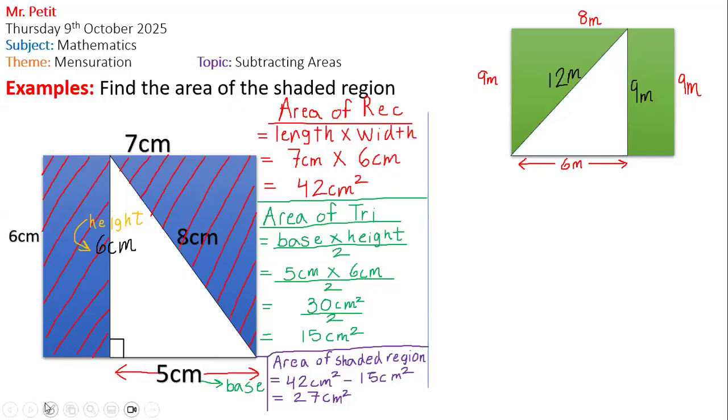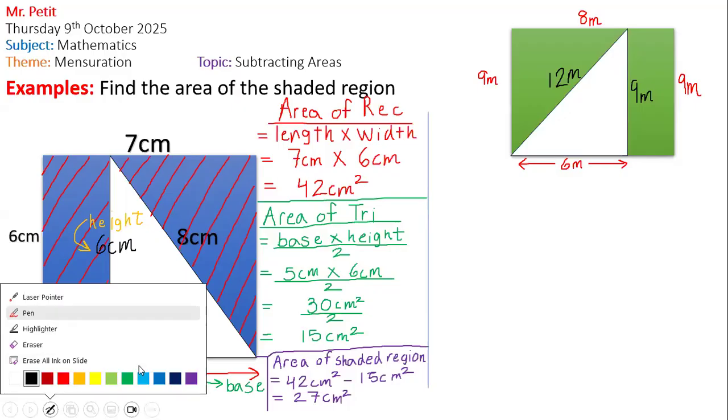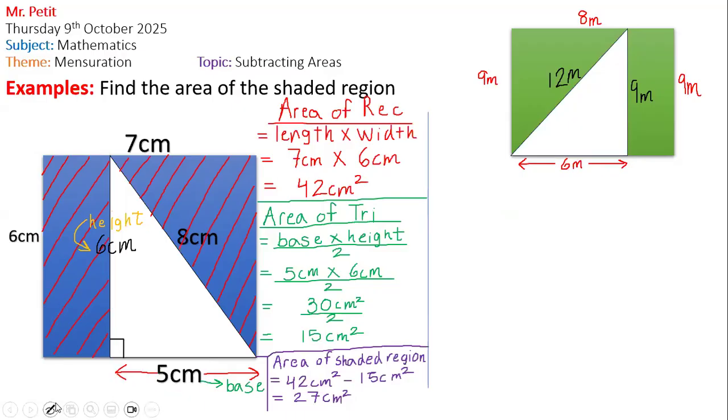Okay, so we have to find the area of the shaded region, which is the area of the part in green, which I'm going to shade in red. So this is the shaded region. Inside your book, you could do the strokes, or you could literally shade it if you want. Either one is good.